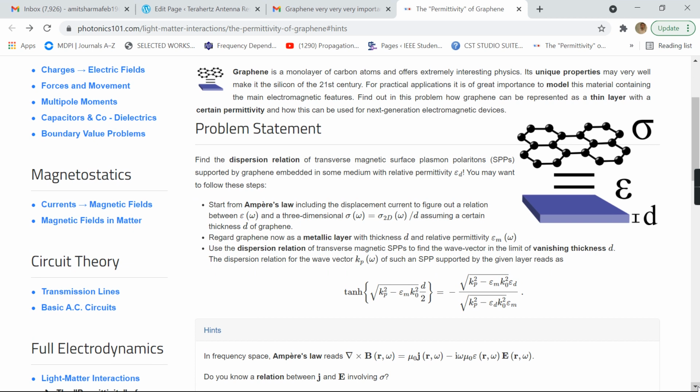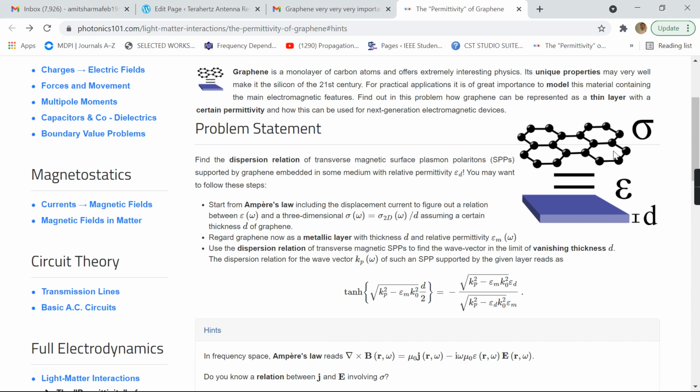The statement exactly is, find the dispersion relation of transverse magnetic surface plasmon polaritons supported by graphene embedded in some medium with relative permittivity epsilon d. Here they are talking about epsilon d as the permittivity of the medium on which graphene is placed. So they are suggesting the solution also. They have given the diagram.